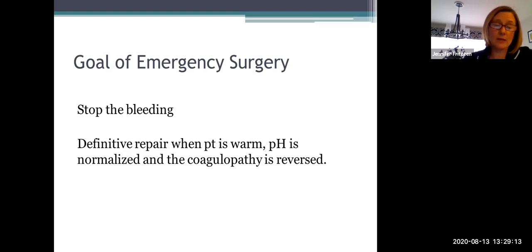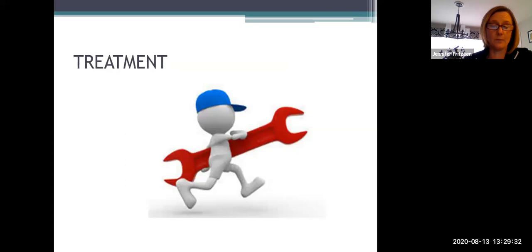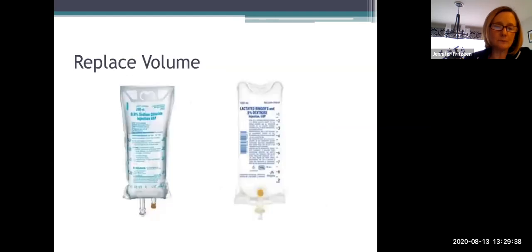So what needs to happen is they need to go to the OR. The surgeon needs to plug that hole, sew up that hole, stop the bleeding. They'll then go back to the ICU and get warm, get their pH to normal, and reverse that coagulopathy, and then they'll go back for definitive care. So with that, let's go ahead and look at treatment of our patients who arrive in hemorrhagic shock.